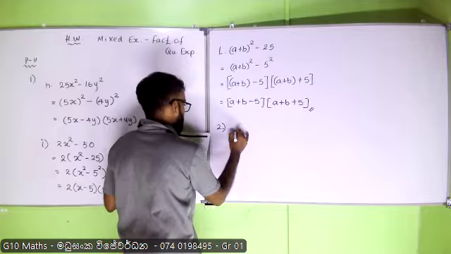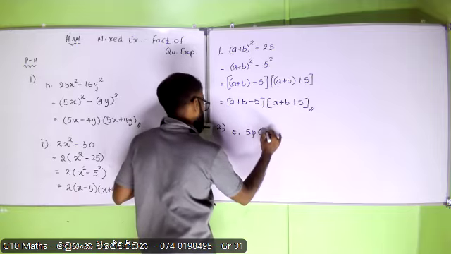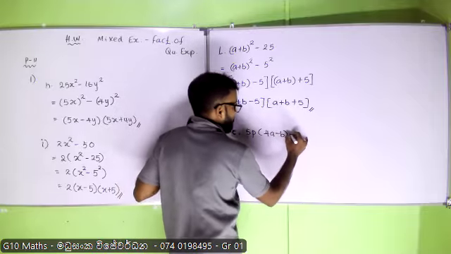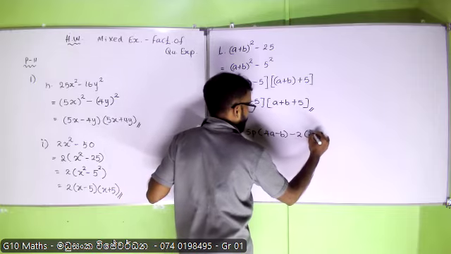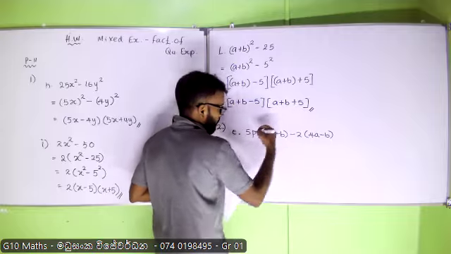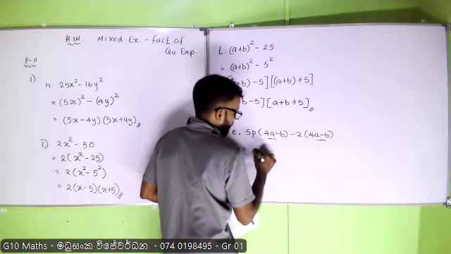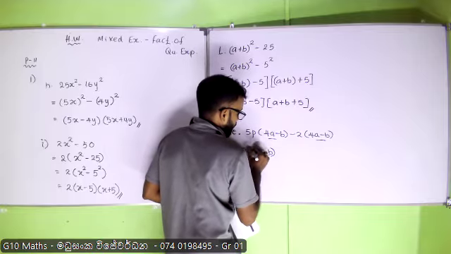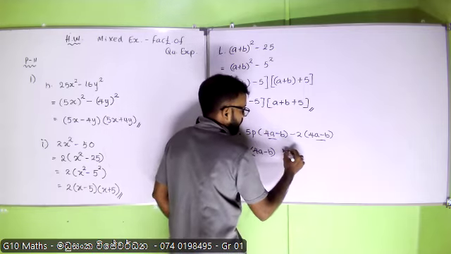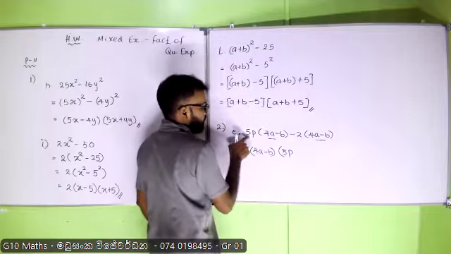Second question, I will do part E. 5p, 4a minus b, minus 2, 4a minus b. Right? Take 4a minus b out because it is the common term for both. So if you take 4a minus b out from here, what are the rest of the terms that you need to write down inside the next bracket? 5p.